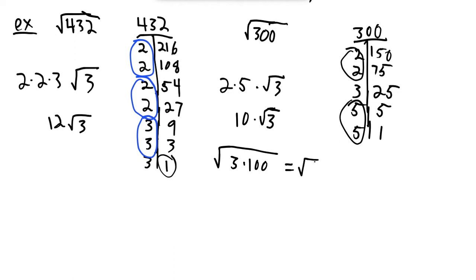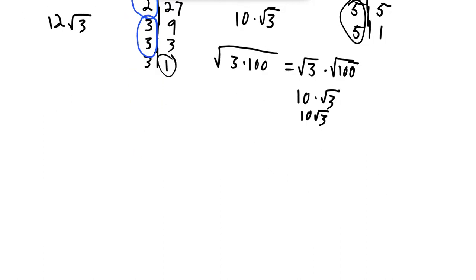Or we can split that up so it becomes the square root of 3 times the square root of 100. What's the square root of 100? Well, that's 10 times the square root of 3, or 10 square root 3. So if you're comfortable with it, you can look for perfect squares and split them up and take the square root. Otherwise, just use the t-chart. Okay, let's look at a couple of harder examples. Make sure that we're all getting this.